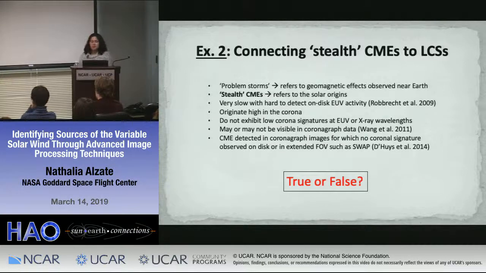And then the most recent one before mine was by Alke Das et al. in 2014. This is the full definition, the last bullet point that they gave: CME detected in coronagraph images for which no coronal signature is observed on disk or in extended field of view. So they were trying to extend where they were looking in order to conclude that these events are stealths. They identified 40 CMEs as stealth CMEs. So here in the box is stealth CMEs, true or false.